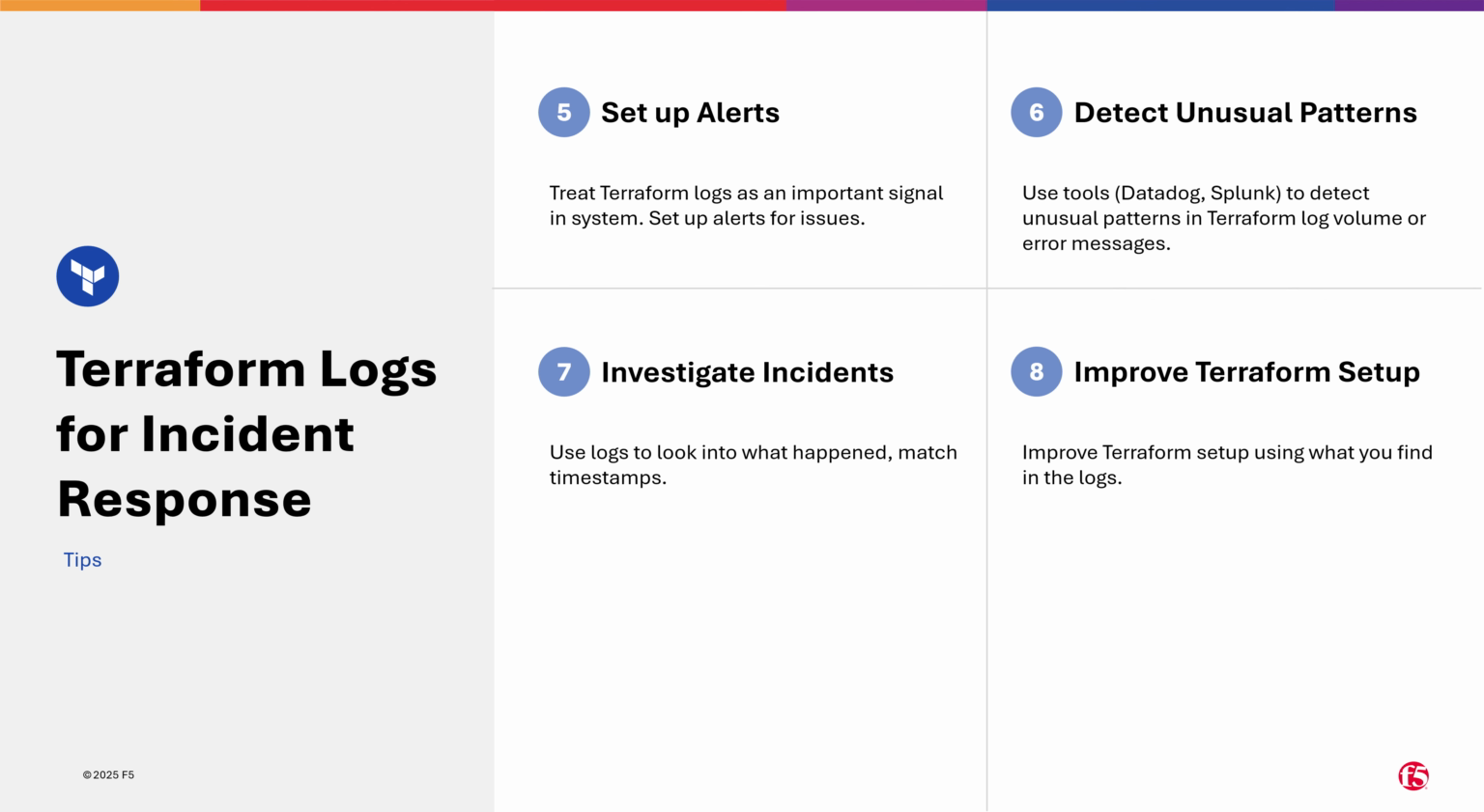You can also improve your Terraform setup using what you find in the logs. If logs show that resources were created in the wrong order, fix your Terraform code by adding depends_on or adjusting references. If someone ran Terraform outside the usual process and caused a state conflict, add locks or rules to stop this from happening again.